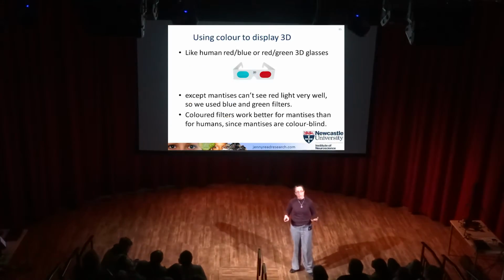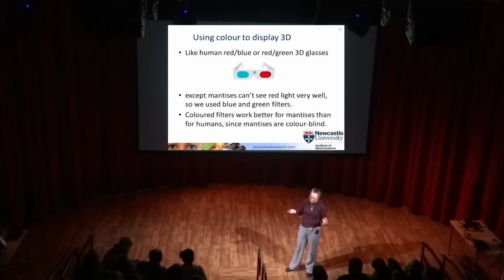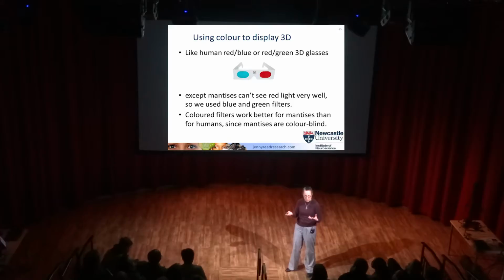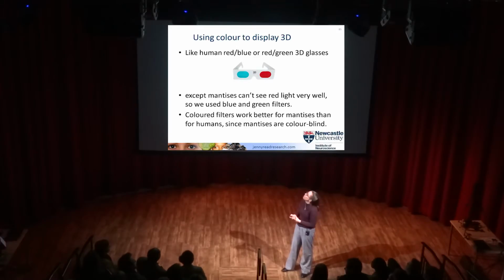So they're basically the same idea as the 3D glasses that you have, except that insects, well, most insects and certainly mantises can't see red light at all well. So we used blue and green filters instead of red and blue or red and green, as people often use for humans. Actually, they work even better for mantises than they do for humans because mantises are colourblind. So when you view through those old style 3D glasses, it looks a mess really because you're aware that one eye's seeing blue, one eye's seeing red, and that's of course why they're not used in cinemas anymore. We've got better technology. But for mantises, they should be just fine.